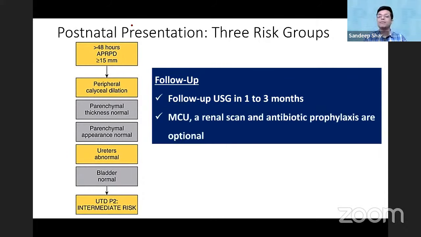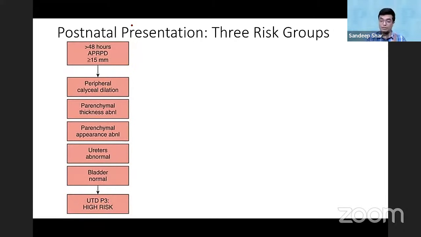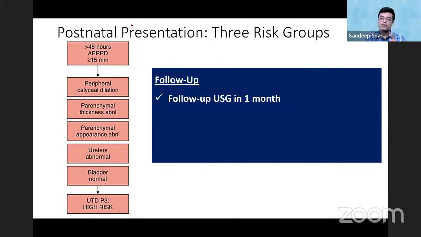MCU, renal scan, antibiotic prophylaxis are optional. In practice, MCU is usually done. Prophylaxis sometimes started, plus minus. Renal scan usually not done. Whereas in high-risk patients, the guidelines say follow-up ultrasound in 1 month.